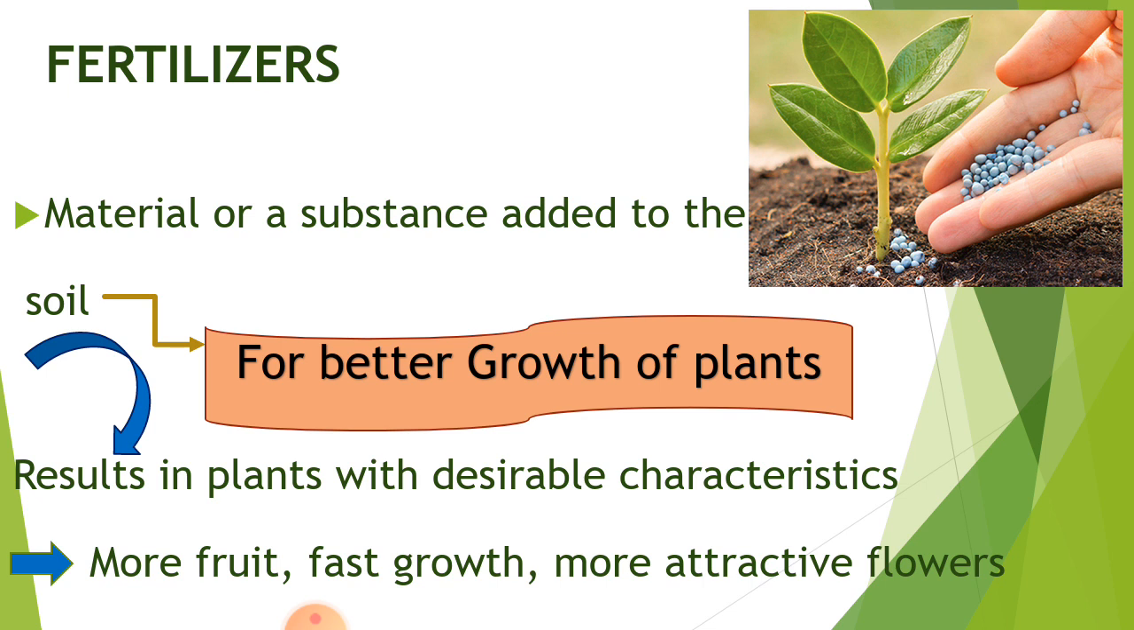As humans cultivated plants, the addition of certain materials to soil resulted in plants with good growth. So these additional materials are called fertilizers. Some soils lack essential minerals and nutrients which are good for the growth of plants. So for the plants to grow in those soils, fertilizers are very important.